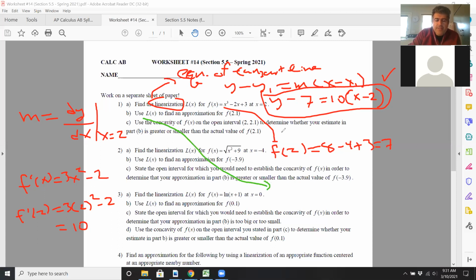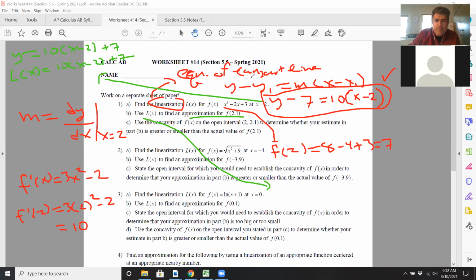It says use L of x. So really, if you think about it, you can rewrite this as y equals 10 times x minus 2 plus 7, if you want to move the 7 over, and then you can replace the y with L of x. So that's what L of x just means, just so you know. It's just function notation. It's nothing really crazy. You're fine with just writing the equation of the tangent line. That's really what it is. But sure, let's write it as L of x. Not a big deal. So you're asked to use it to approximate f of 2.1.